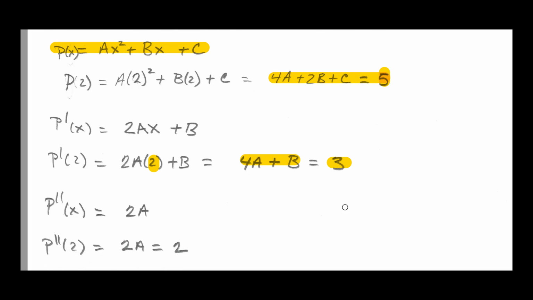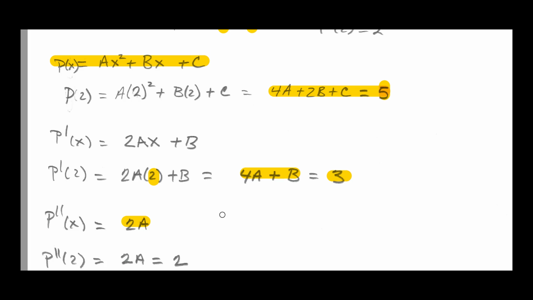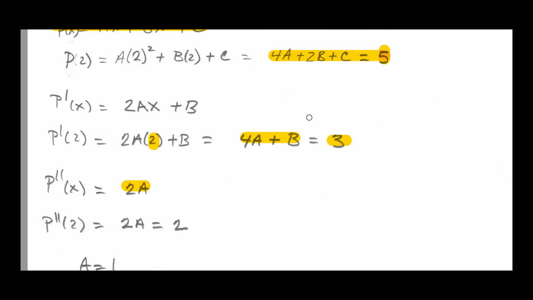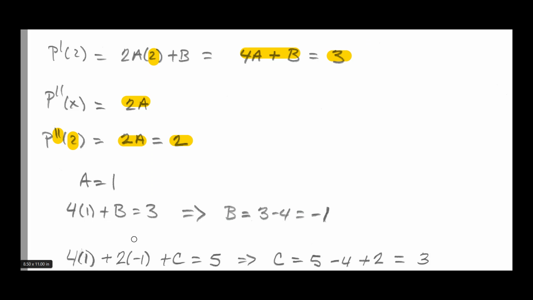Finally, I take the second derivative of p. I start with p, I took the first derivative, and then the second derivative is now 2a. We're told that when I plug in 2 into the second derivative, I get out 2. Plugging in 2 into the second derivative, I get 2a, which is equal to 2. Solving for a, I find that a equals 1.